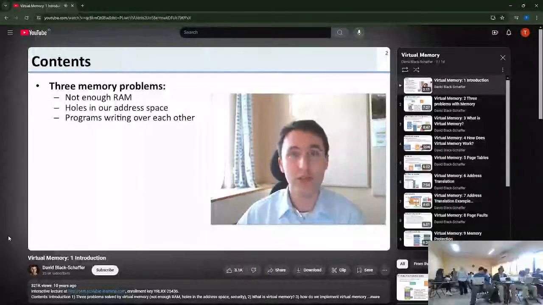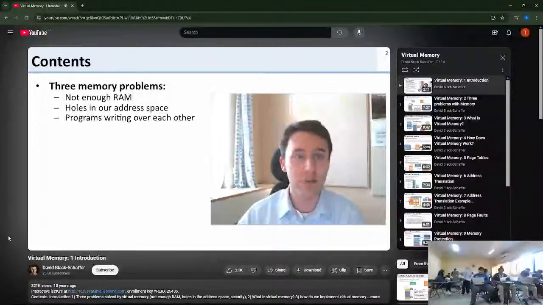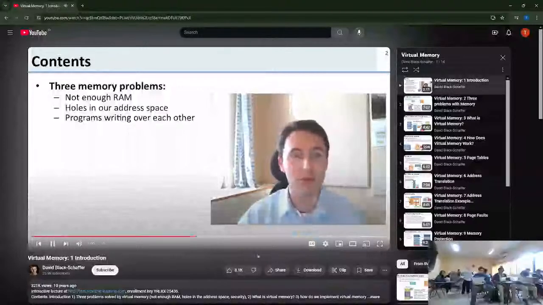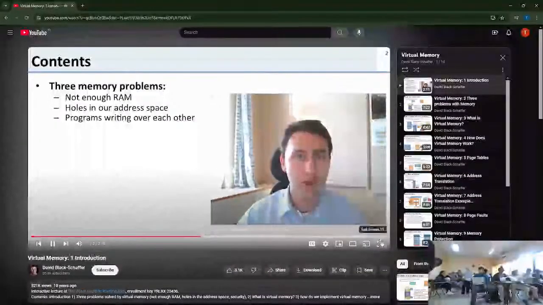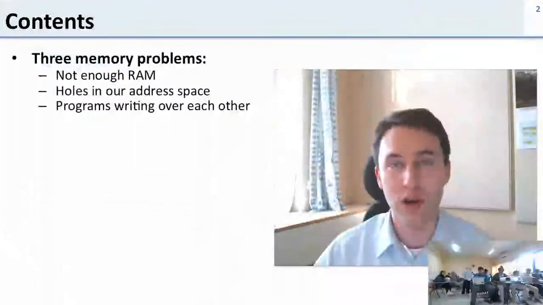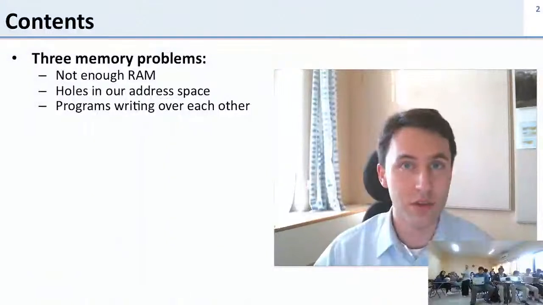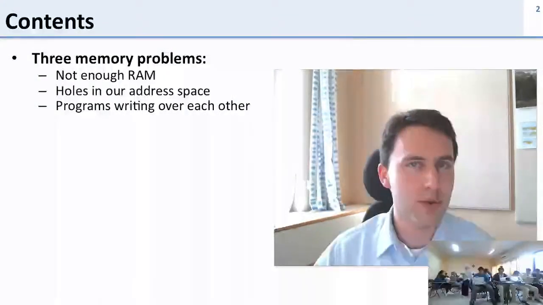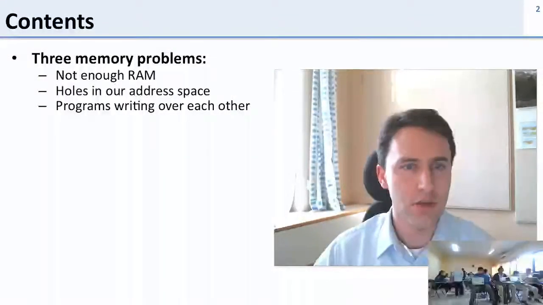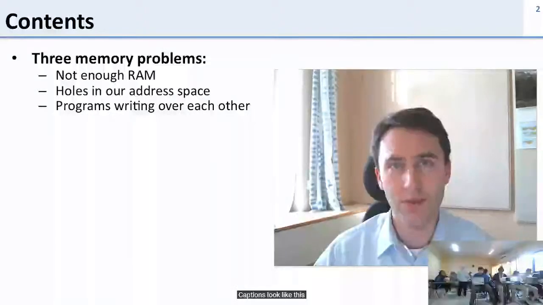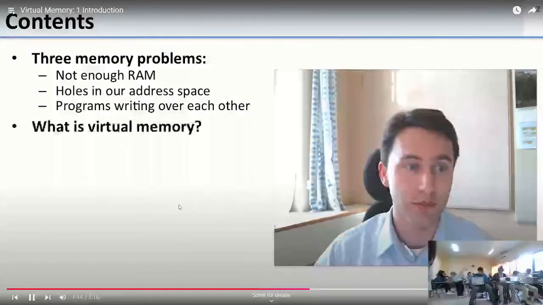So we have holes in our address space. If you run multiple programs together and then you quit some of them, you leave these chunks of memory that are unavailable. We also have problems with programs writing over each other. Remember in MIPS, we promised each program that it could access 32 bits of address space, so if you have two programs that both write to address 1000, what happens? Do they write over each other? How do we keep them from crashing each other?